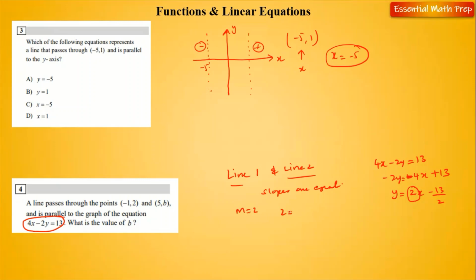So the two ordered pairs are -1, 2 and 5, b, right? So this is x1, y1, x2, y2. So it's b minus 2 over 5 minus -1, which is b minus 2 over 6. That's equal to 2. So b minus 2 equals 12, b equals 14.